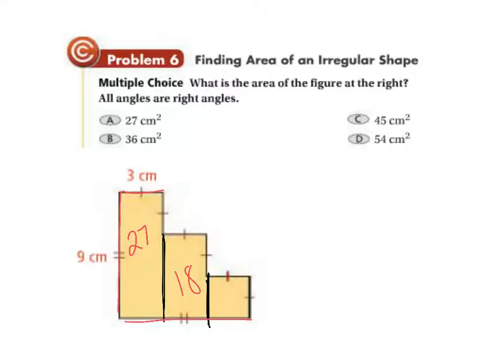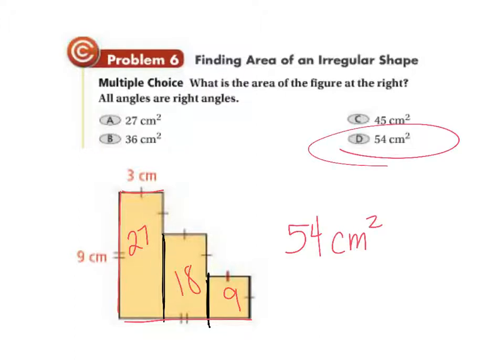That same thing happened on the next one. This one ends up being a 3 by 3. They're both single hash marks. 3 times 3 is 9. Okay, then we're going to add these 3 numbers up, and that'll be the total area of that figure. So I think that ends up being 54. When you add those all up, it's area, so we're going to go centimeters squared. Looks like it's D.